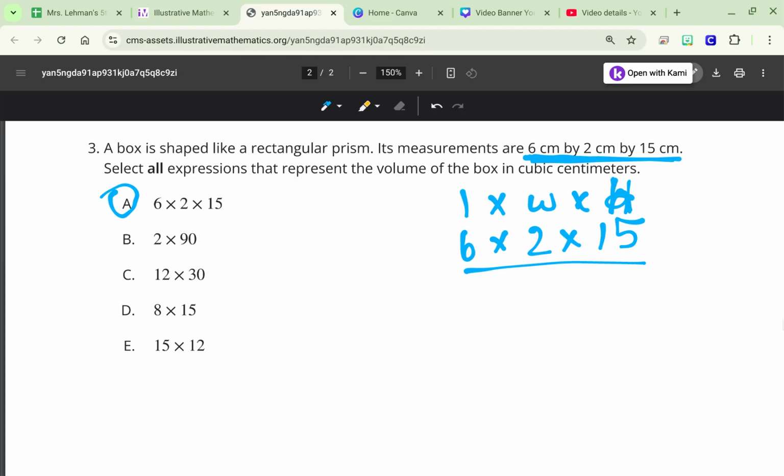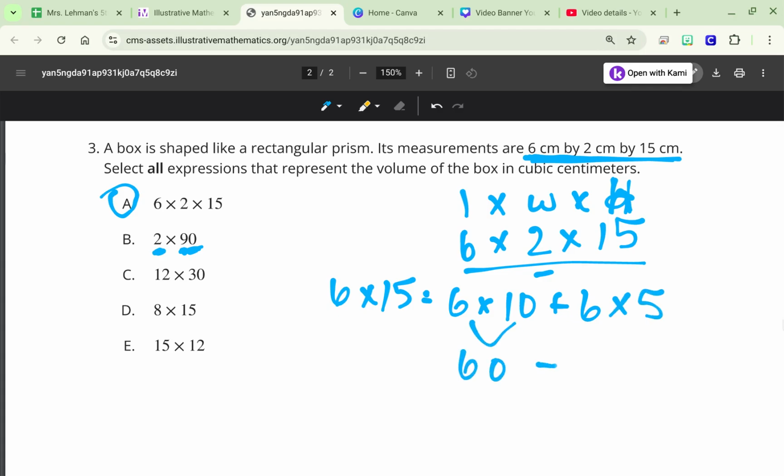Let's take a look at B. Well, B has our 2 here, so we're seeing this 2. So the question is, does 6 times 15 equal 90? Because if it does, then we have our 2 here, and we really have our 6 times 15 here. Well, I know that 6 times 10 plus 6 times 5 is going to give us our answer here. 6 times 10 is 60, plus 6 times 5 is 30. Yes, that gives us our 90. So within this 90, we're really seeing the 6 times 15 that we needed. So we know that B does work, because 2 times 90 is like 2 times 6 times 15.